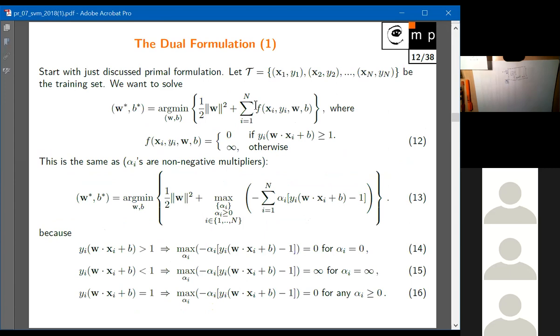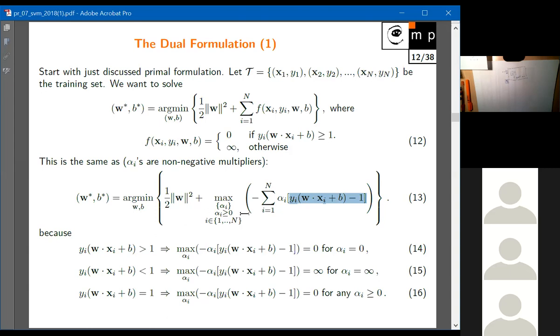Now we introduce auxiliary variables, which are non-negative, and say the problem which we see in 12 that I just explained is the same as the problem in 13, where this is the constraint, and we add these variables alpha, which are non-negative. What we want to do is minimize over w and b and maximize over positive alphas.